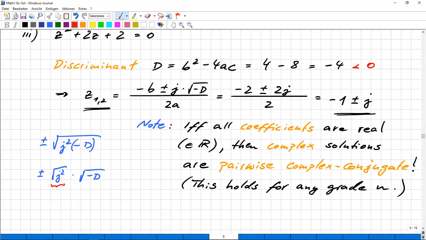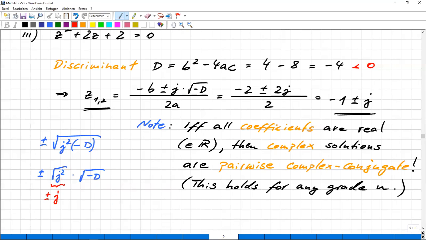We could just simply say, okay, we know j squared is -1, or in other words, the square root cancels the square sign. So we could just say this is j. It's not wrong, but it's not really correct. The correct result would be plus or minus j.